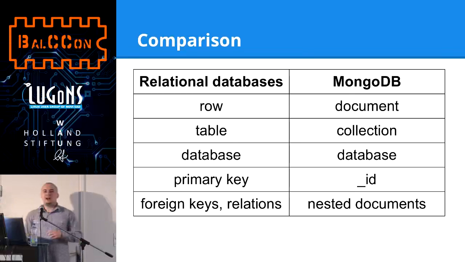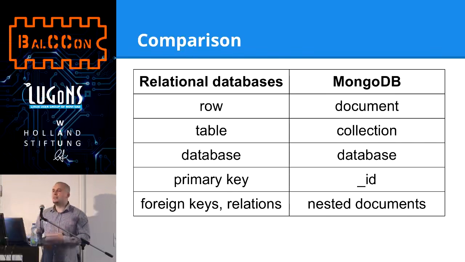And because there are no relations between collections inside of a single database, there are a few ways to model your data, and one of those ways is to use nested documents. So basically, a document inside of another document is similar to foreign key relations in the SQL world.